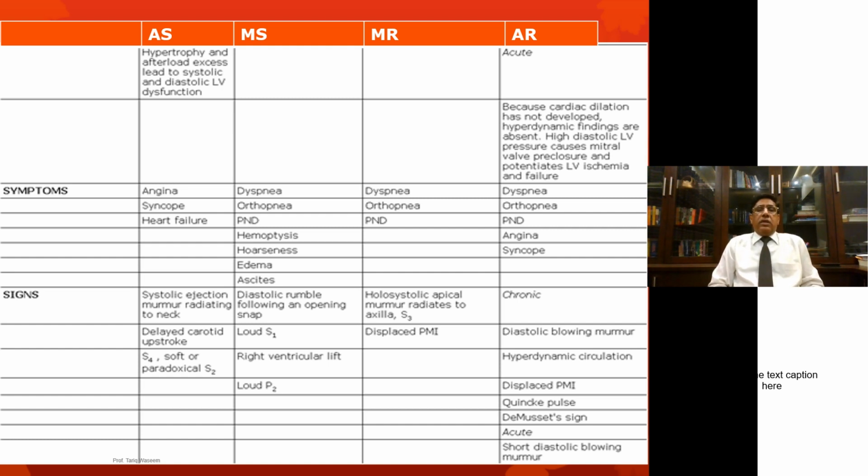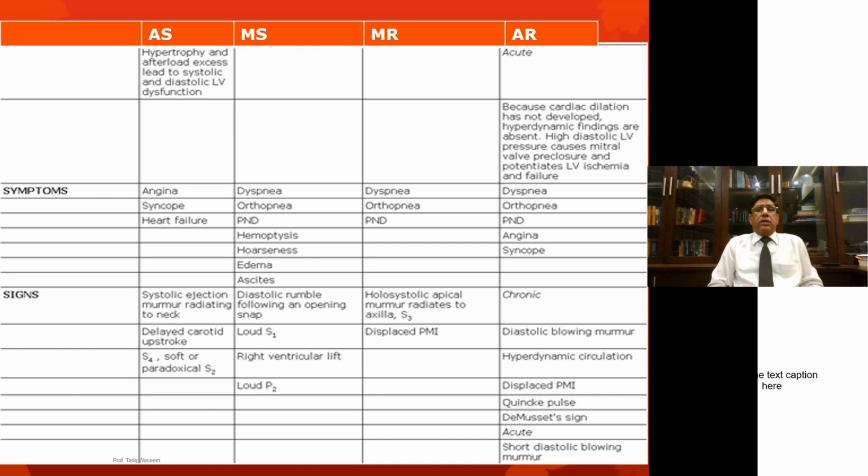The signs in aortic stenosis are a systolic ejection murmur, which radiates to the neck. There will be delayed carotid upstroke. There may be S4 or fourth heart sound, an additional diastolic sound, because the left ventricular hypertrophy does not let the left ventricle dilate during late atrial contraction. And of course, there would be paradoxical S2 splitting.